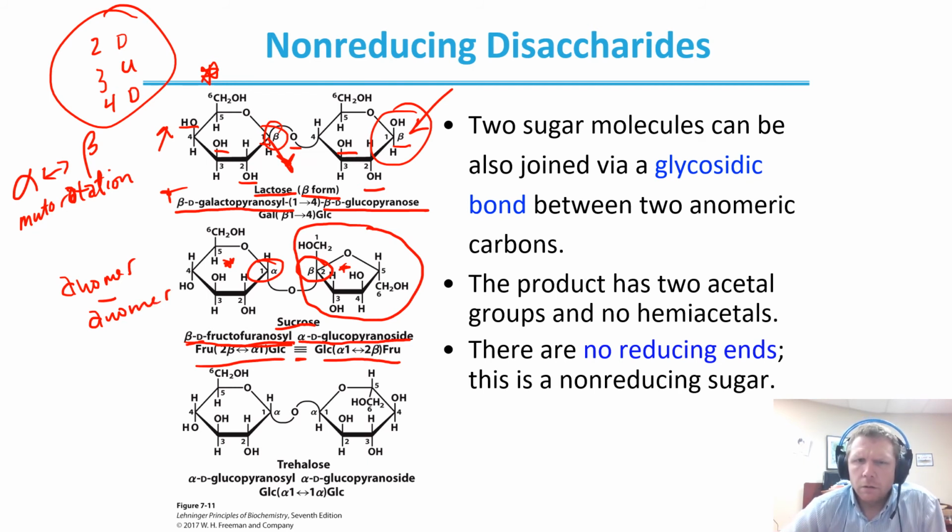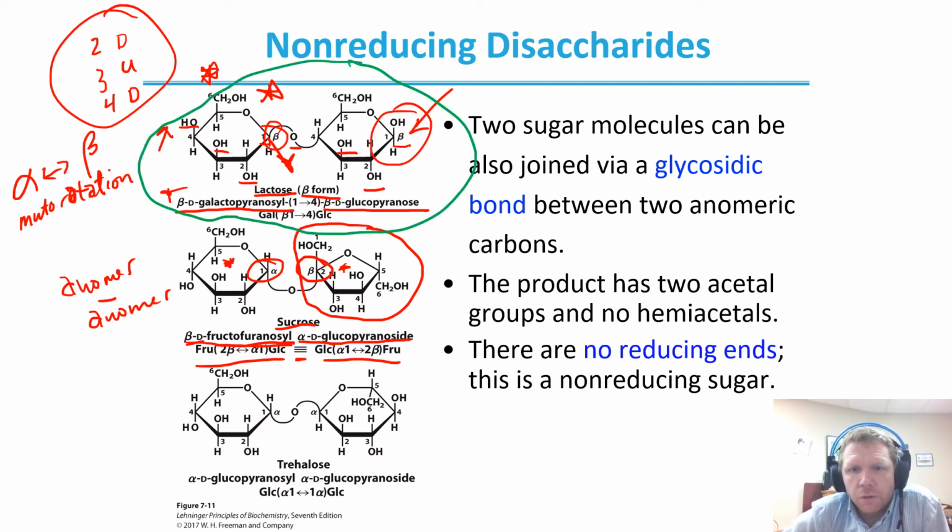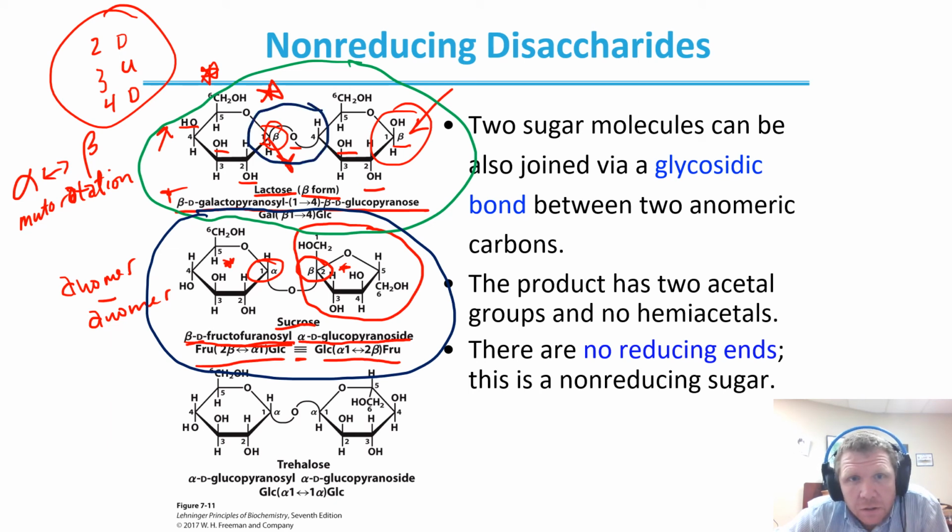Oh boy, that's different. That's different than lactose and maltose, where we had these ends, these anomeric carbons that were kind of open and accessible. What that means is that this, let me circle them, is different from this, specifically because of that bond right there.